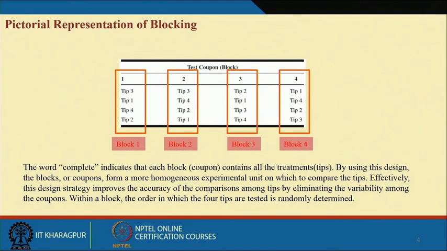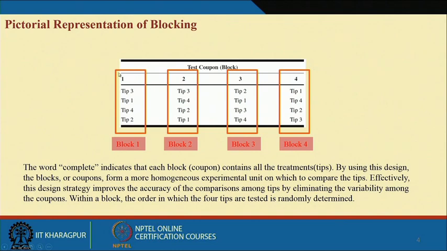Here all the tips will be used. So, the representation is like this. Block 1, see all the 4 tips were used, block 2, 4 tips were used, block 3, 4 tips were used, block 4, 4 tips were used. So, this is what is known as a randomized complete block design.